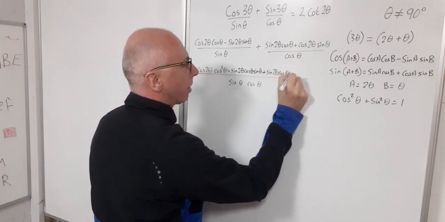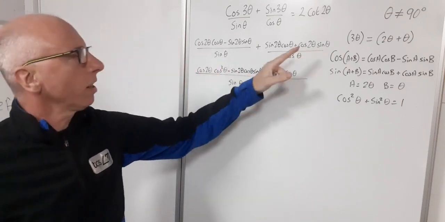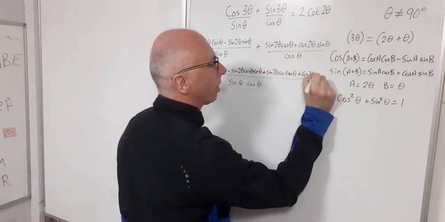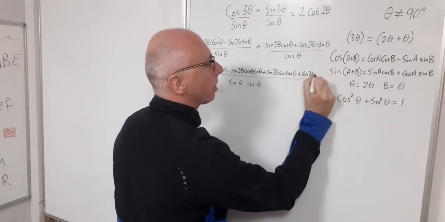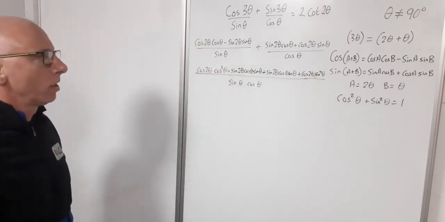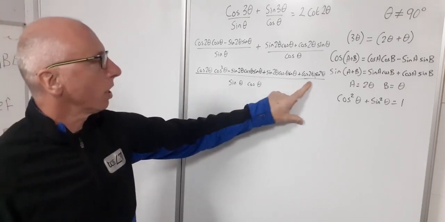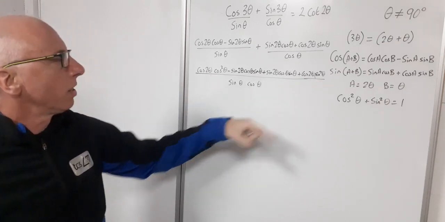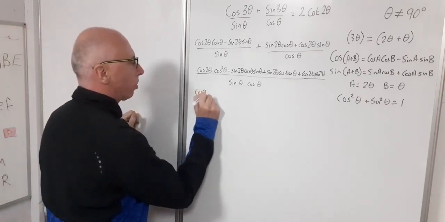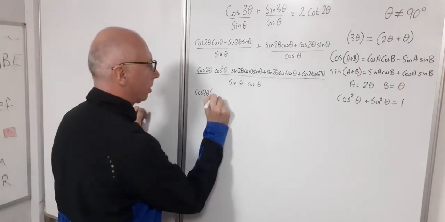Cosine theta, sine theta. And here, cosine 2 theta, sine theta, sine theta. So that's sine squared theta. So plus cosine 2 theta times sine squared theta. Okay, right. Now I've got a cosine 2 theta cosine squared theta, cosine 2 theta sine squared theta. So let's combine those two together. So now I've got cosine 2 theta with cosine squared theta plus sine squared theta.